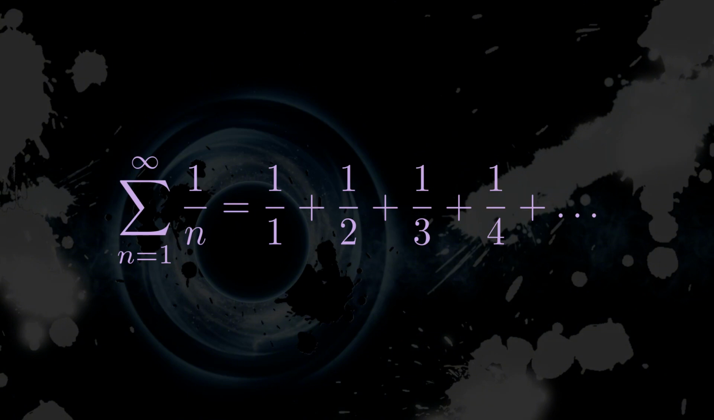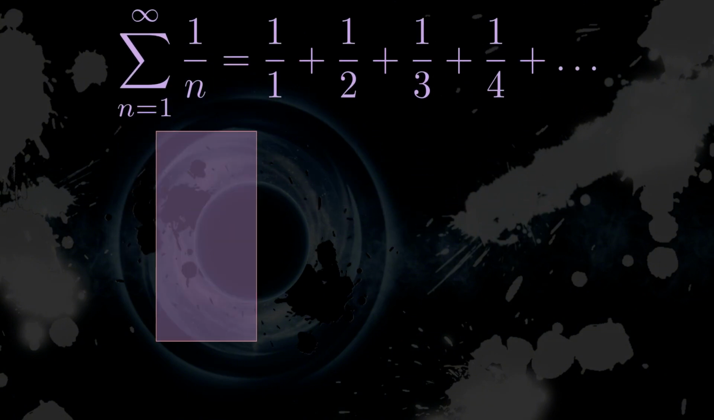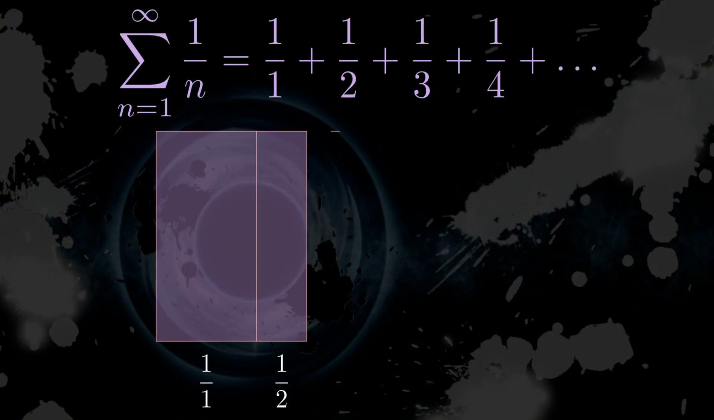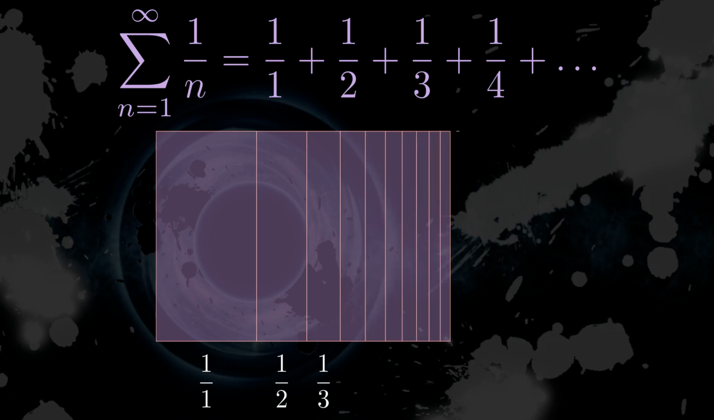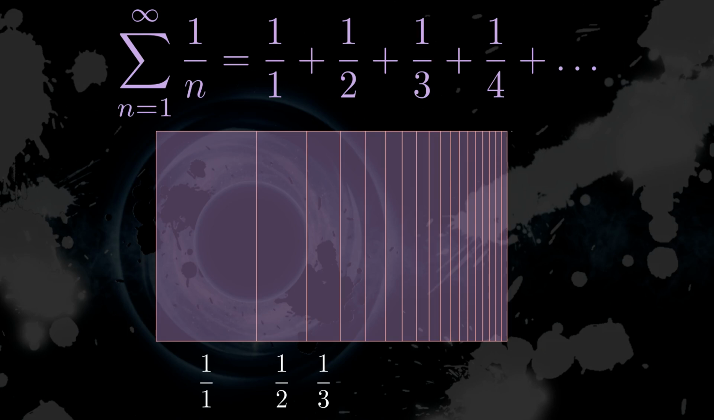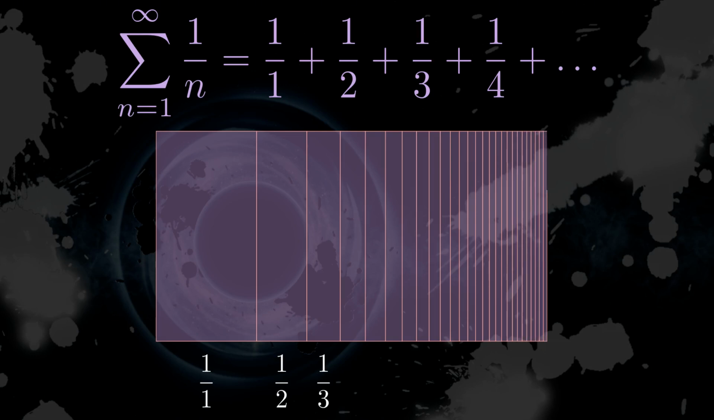Less obviously is what's known as the harmonic series, where we keep adding the reciprocals of the positive whole numbers. It turns out this thing just keeps growing forever with no limit. So this is also a divergent series.